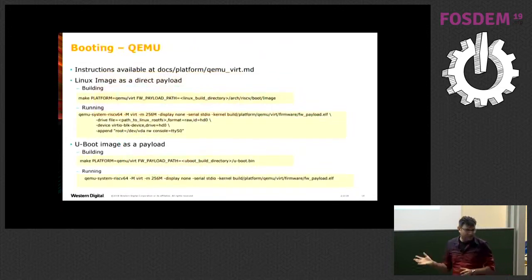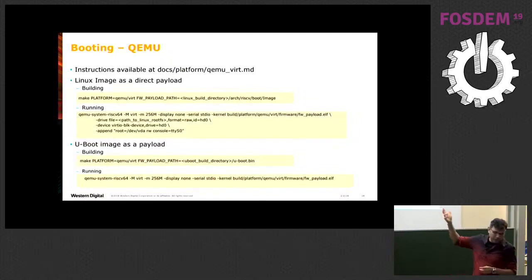So this is just a quick instruction overview. The detailed instructions for each platform are all available in the docs. This is just a quick way to show you how to build and generate the binaries. It basically takes two arguments. One is the platform, so you say whether it's a QEMU or SiFive platform, and the next is whether you want to give a payload path or a jump address.